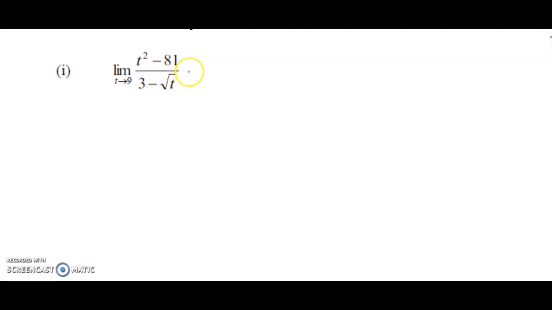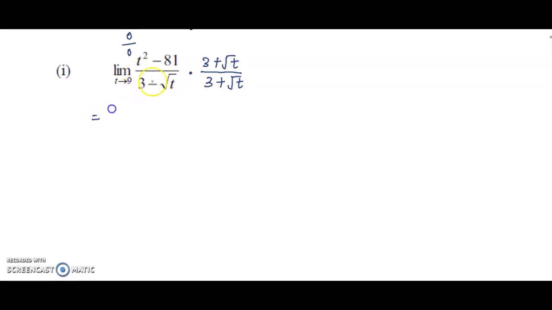For this example, we need to substitute first, to check whether the substitution method fails or succeeds. After we substitute, we got 0 over 0. Again, we need to proceed to factorization or multiply by the conjugate. For this question, we are going to do both. So the conjugate of 3 minus square root of t will be 3 plus square root of t. And on top, we need to multiply the same thing.